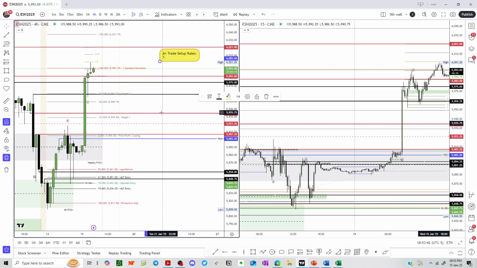But what are the rules? Can anybody tell me what the rules are? Obviously, I'm going to just go ahead and let you know. So rule number 1 is a run on stops. 2 is a market structure shift. And 3 is a pullback above or below, depending on market direction, 50% of the range that created the market structure shift.